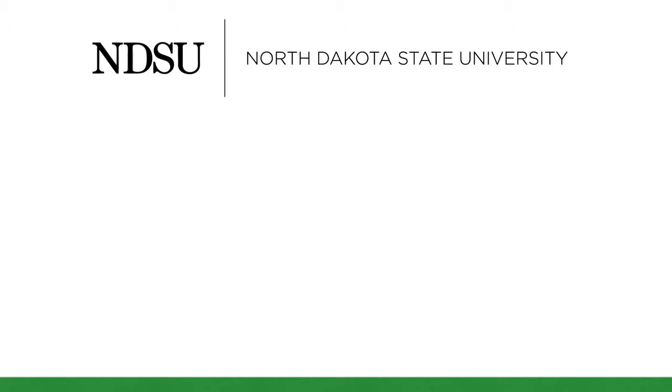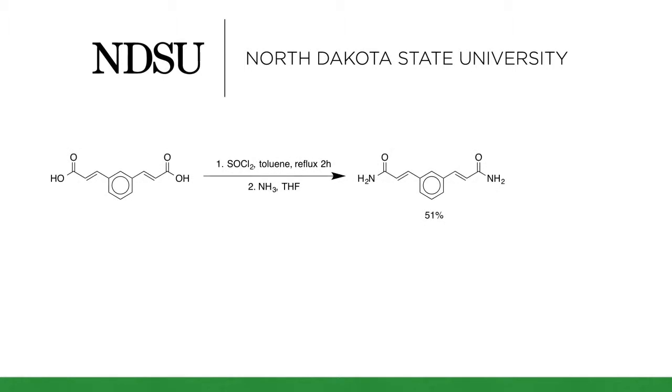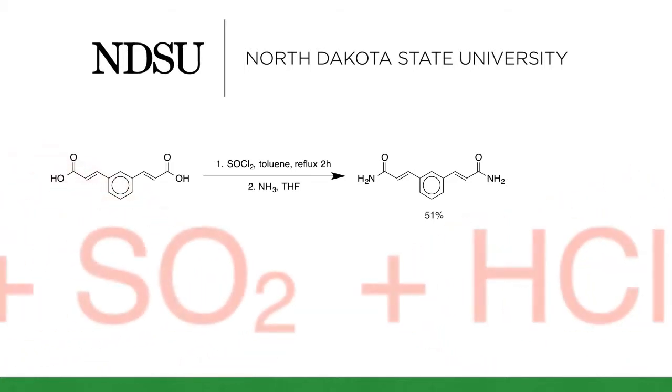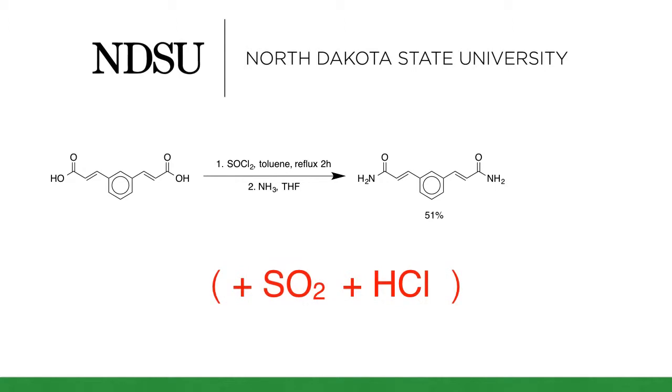I was performing this synthesis. It's not super important what it is, just that there are reactants on the left-hand side of the equation. Then there are a set of reaction conditions above and below the arrow, and then there are products on the right. However, there's a few small things that are missing, specifically sulfur dioxide and hydrochloric acid, which are actually very important when it comes to green chemistry analysis, but these are often omitted. Sulfur dioxide, of course, is a major component of acid rain, and so that's a really big side product.